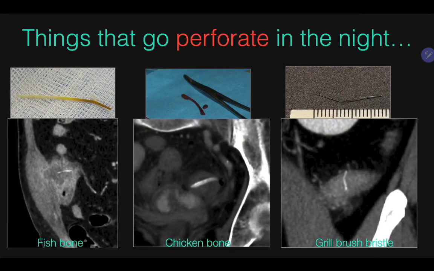All three can look like linear densities on CT and can be quite small and subtle, even looking like vessels, enhancing vessels at first glance. Fishbones and metallic grill brush bristles in particular can be very subtle, and sometimes with chicken bones you can see some differentiation between the cortex and the medullary cavity.